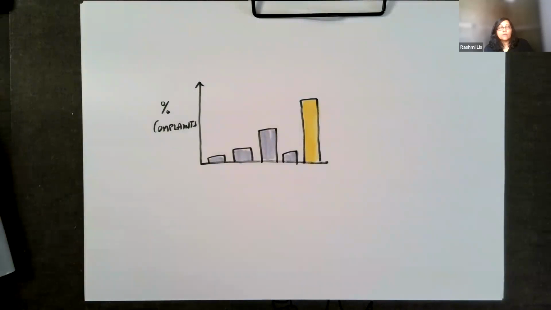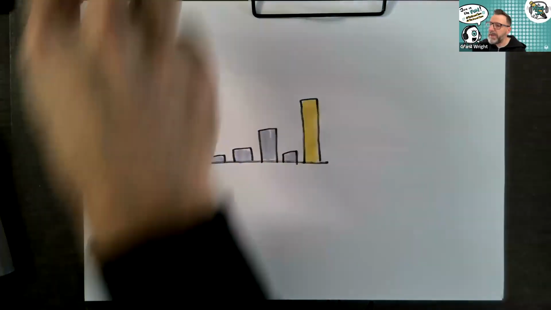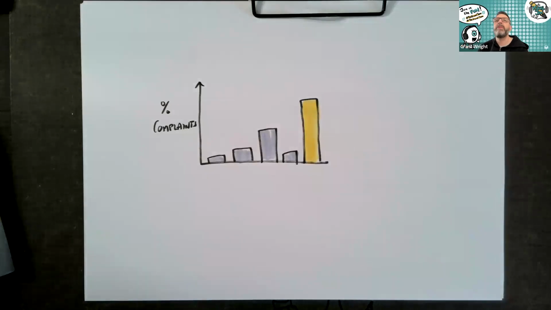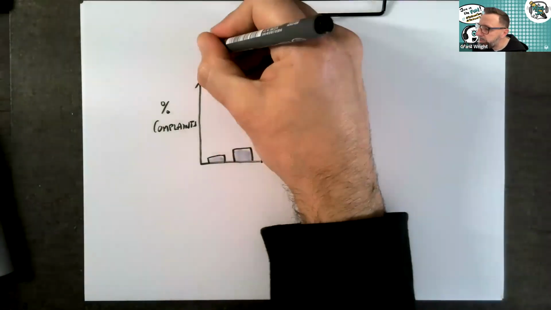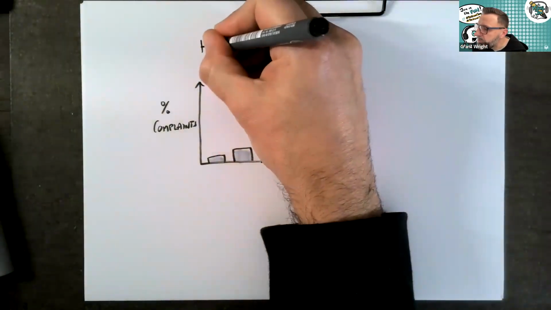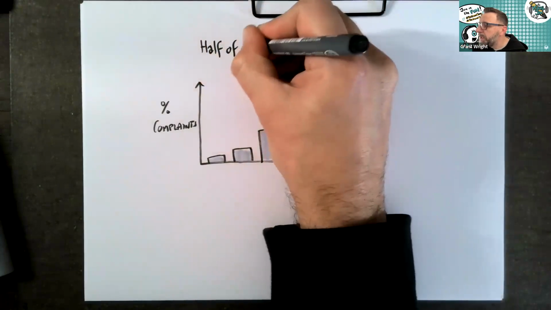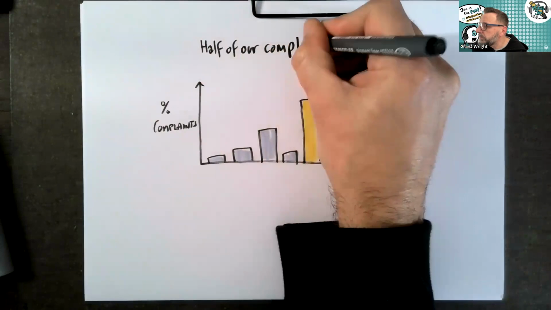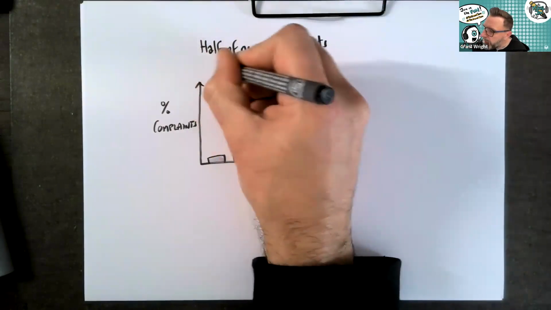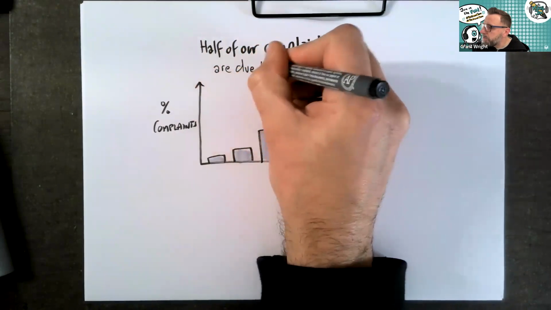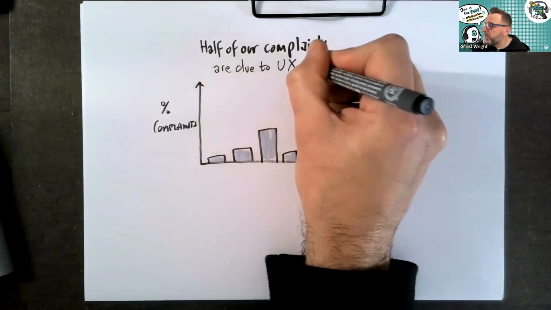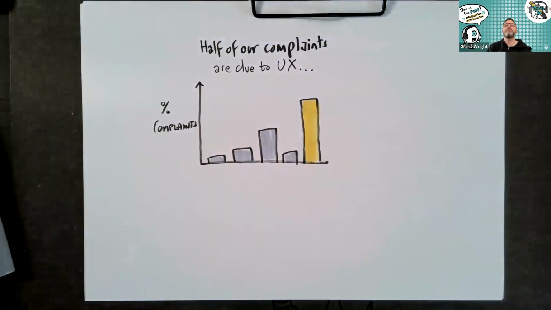Yep. And if I was to almost label this and say, what's this graph telling me, rather than percentage of complaints by category of complaint or something generic like that, if I gave it a title that said something like half of our complaints are due to user experience or bad user experience, whatever, something that emphasizes what's the conclusion that the reader should draw from that. And if you were presenting this in a slide, you could take it a bit further.